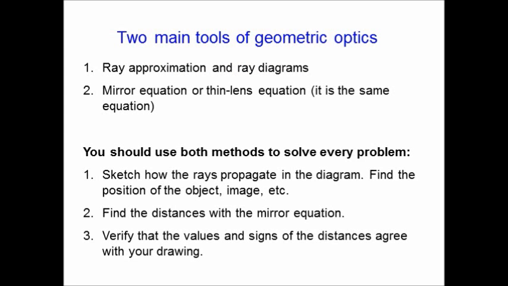In our class, we discussed two main tools of geometric optics. One is called a ray diagram, which relies on the ray approximation. The second tool is a so-called mirror equation or a thin lens equation, which in reality is the same equation applied either to mirrors or thin lenses.